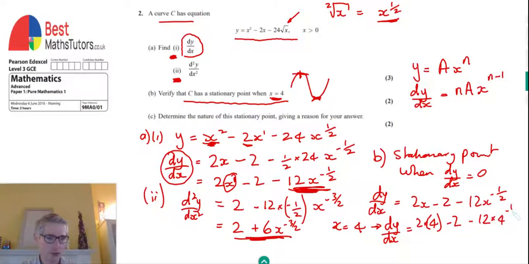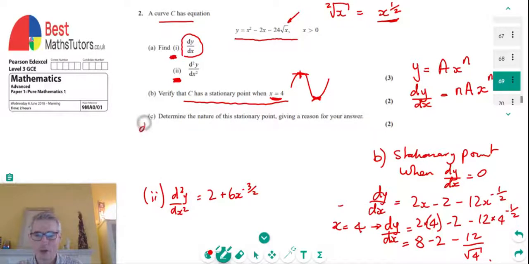So again, I'm substituting in the 4 there. And so what that will give me is 8 minus 2. And then a minus half means the minus is in the denominator, so we're actually finding the square root of 4. I'll just move this over a little bit to make some space so we can see what we're doing a bit clearer.